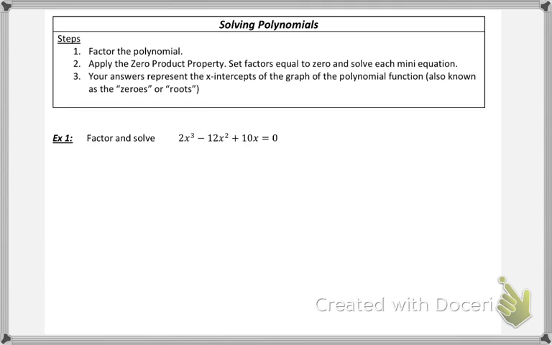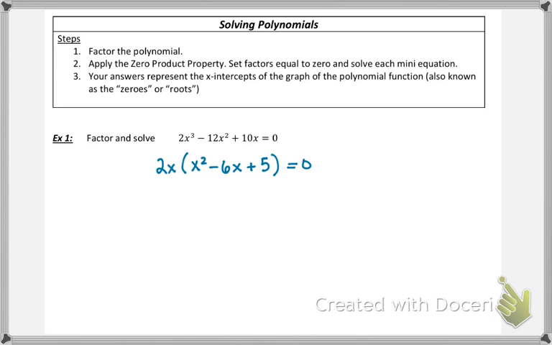My first example, 2x cubed minus 12x squared plus 10x, is already set equal to 0, so I'm ready to factor. Looks like my GCF, I can divide out a 2 and an x from every term. So I'm going to divide out the 2x, and I'm left with x squared minus 6x plus 5 equal to 0. Remember, the 2x that you divide out does not go away. It stays as is in the front.